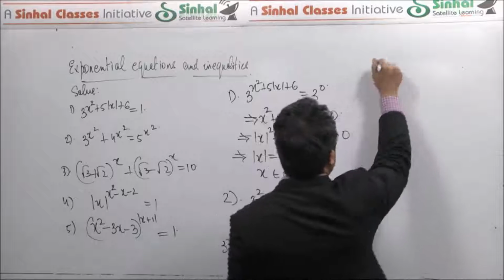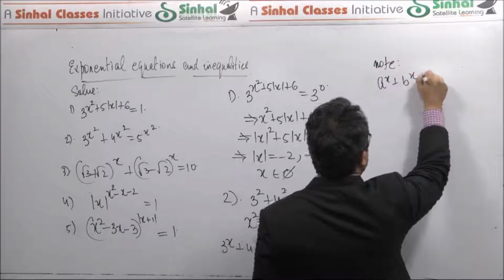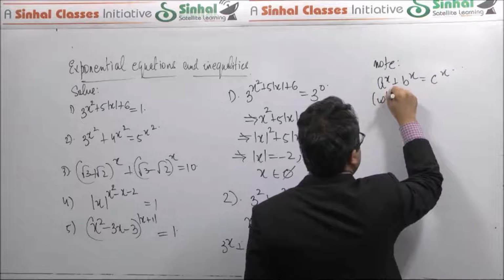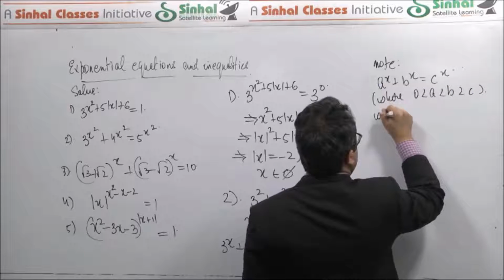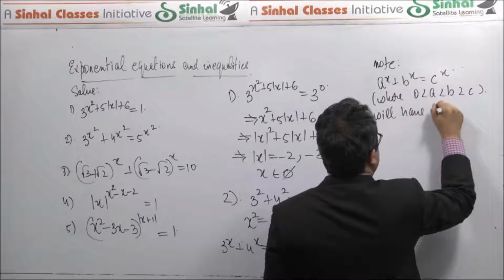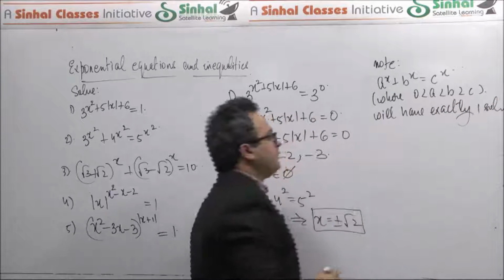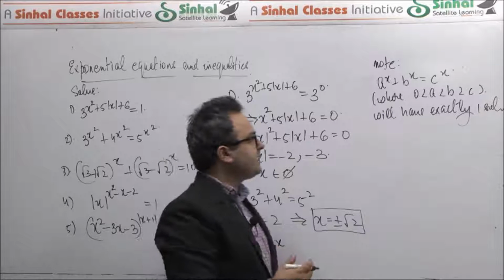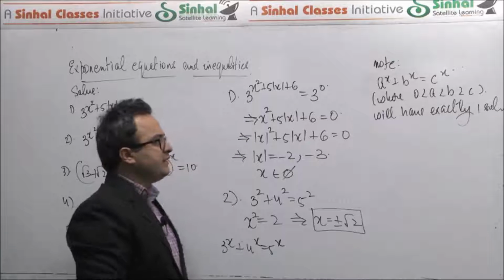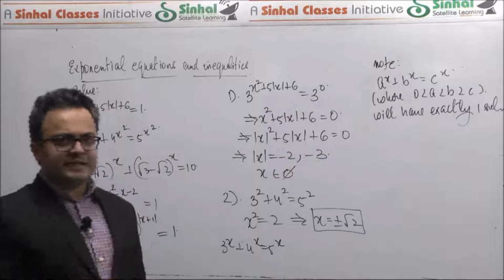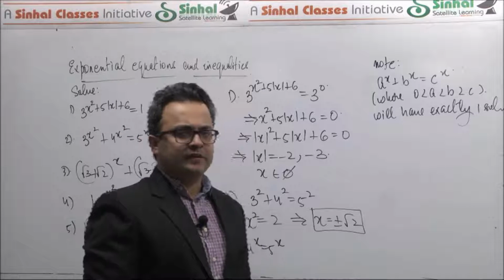So in general, a point that we could note is that one thing that we can always say is that any such equation a raised to x plus b raised to x equal to c raised to x, where a, b, c are positive values and a is less than b and which in turn is less than c, such an equation will always have exactly one solution.